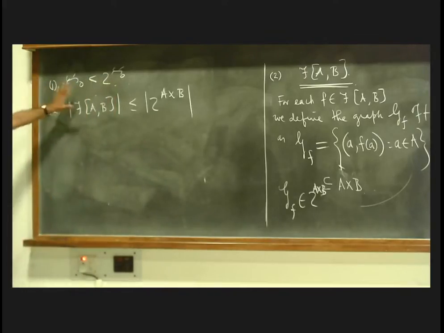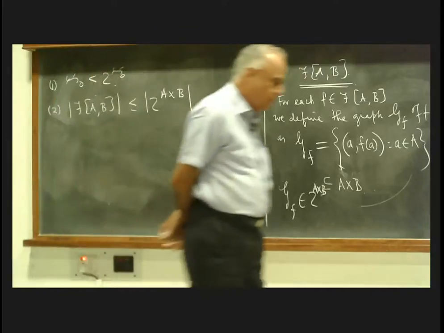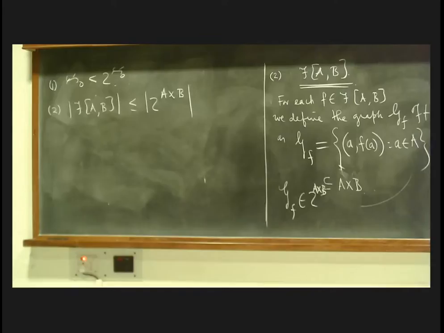So now take these 2 points. Aleph naught is less than 2 to the aleph naught, and the cardinality of the set of all functions from any set A to B is at most the cardinality of the power set of A cross B.